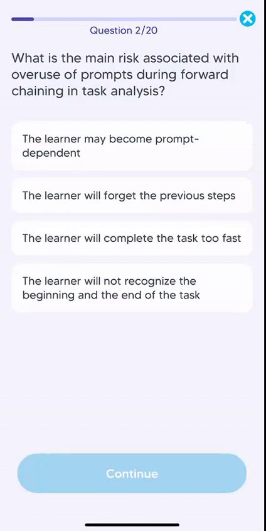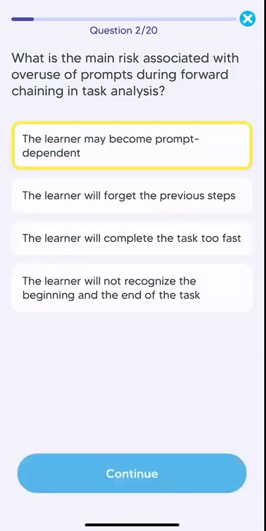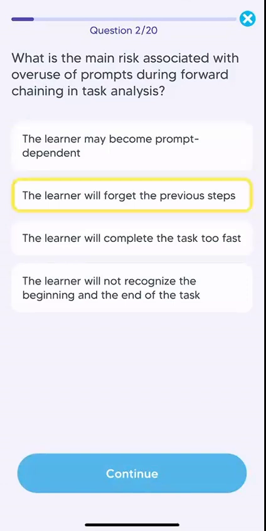What is the main risk associated with forward chaining? Overuse of prompts. Okay, the learner may become prompt. No, the learner will forget the. No, the learner will complete the task too fast. This is no. Will not recognize the beginning and the end. I think this one. Will forget the provided steps. Maybe this one. I feel the last one, but check.